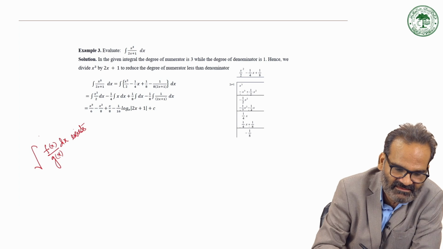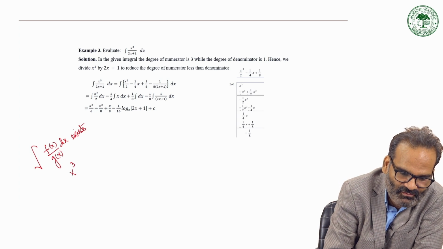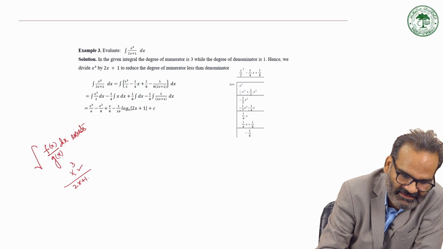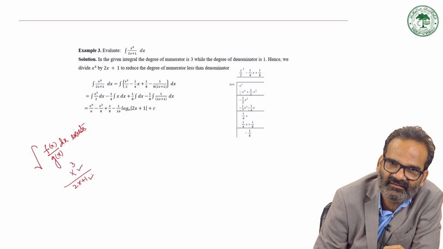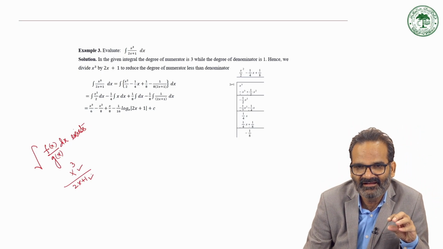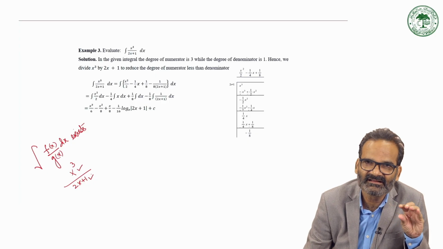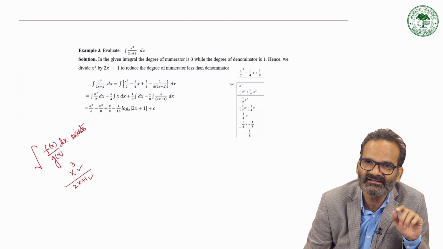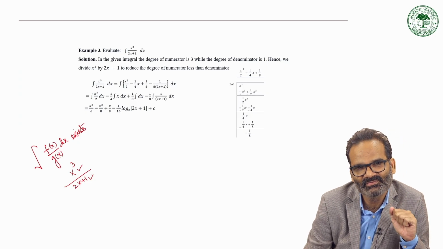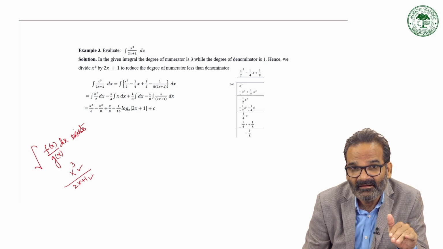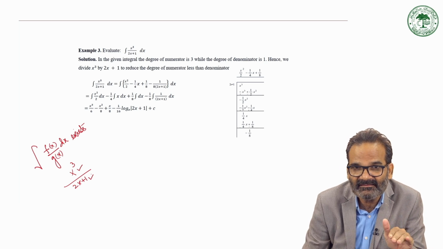Now look at this function. Here f(x) is x cube, g(x) is 2x plus 1, right? So the degree of x cube is 3 and the degree of 2x plus 1 is 1. So the degree of numerator is greater than the degree of denominator. And what is the condition? The condition is that the degree of numerator should be less than the degree of denominator. But here the condition is reversed. So what will we do? We will reduce the degree of numerator by using some technique, some method.